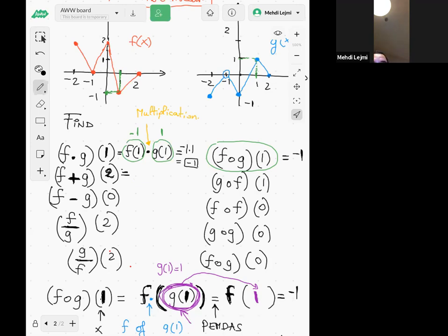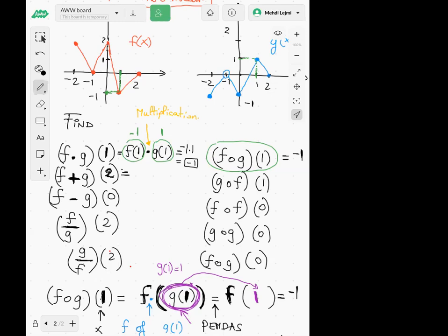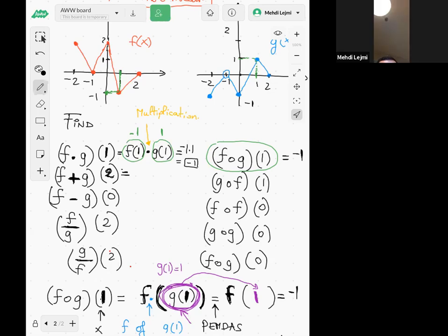Yes, Rabiu, g composed with g of 0. Yeah, g of -1 is undefined. Yes. Let me see what you're saying. Sean, f over g of 2. Yes, very good, Sean, because we are not allowed to divide by 0. Rabiul, g of 0. Yes. Yeah, correct, Rabiul.